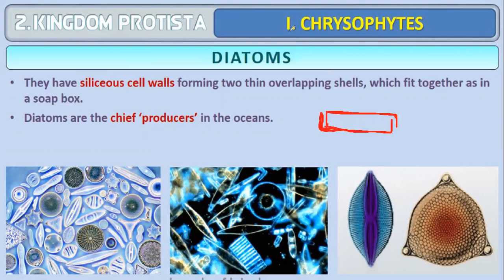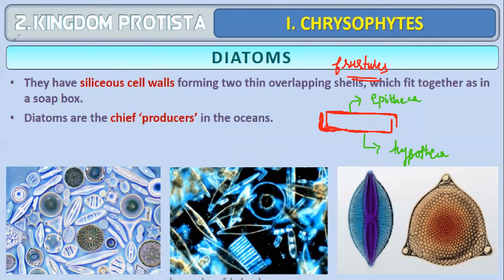Then the entire structure you can call the frustule, and each part you can call the theca. The upper part is the epitheca and the lower part is the hypotheca, and the entire structure you can call what? Frustules. Is it clear, everyone?